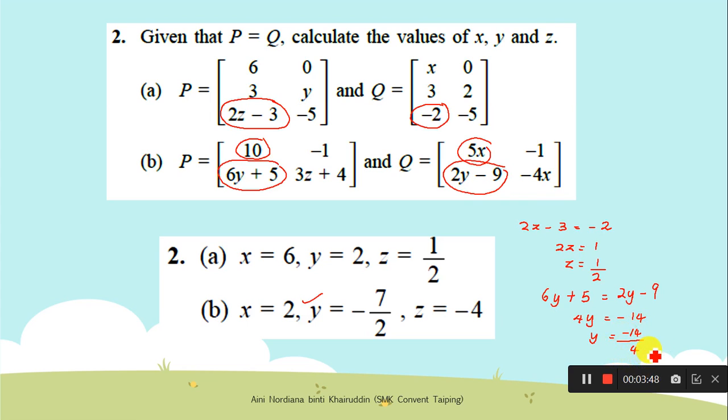This one you have to simplify. Divide by 2. So negative 14 divided by 2 is negative 7. 4 divided by 2 is 2. So this is the answer for Y. So for Z, 3Z plus 4 equals negative 4X. Since the value of X we already know, you just substitute X here with 2. So that you can calculate the value of Z here. You will get Z equals negative 4.